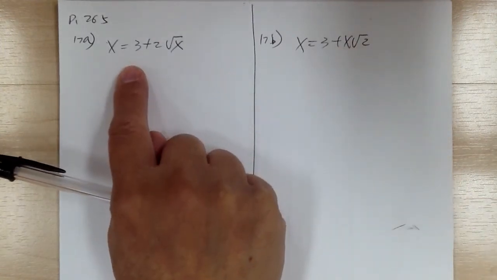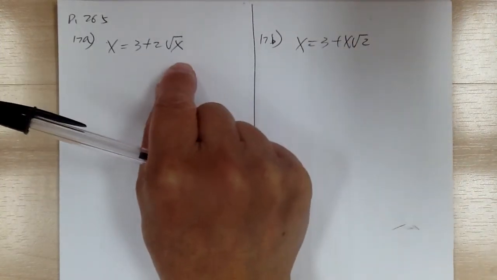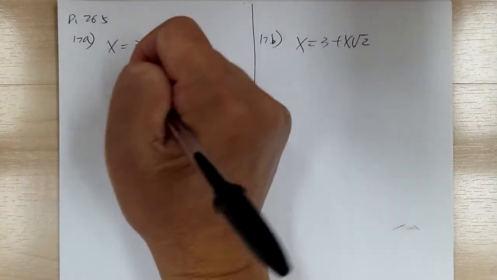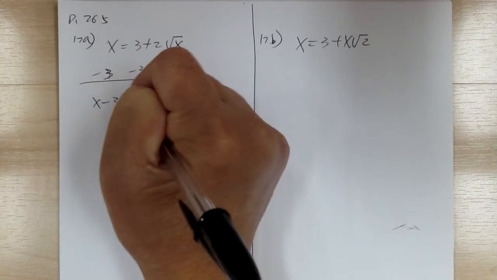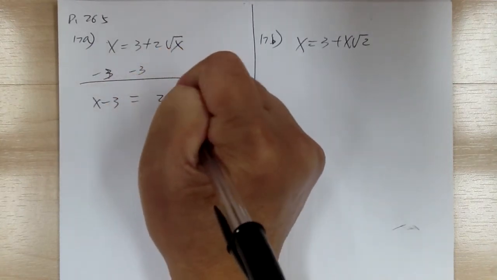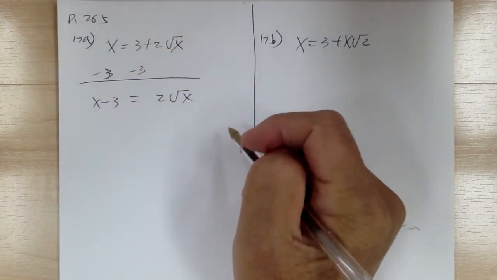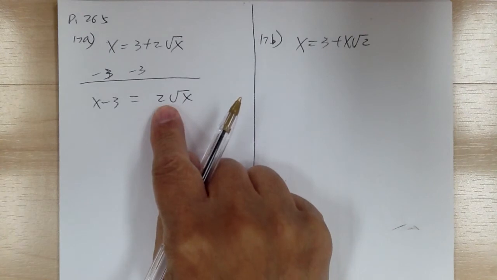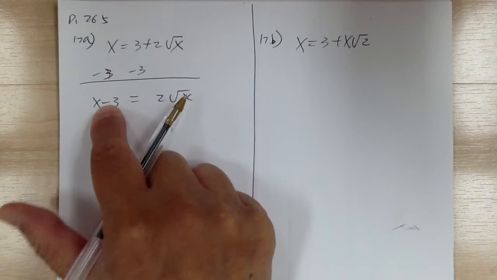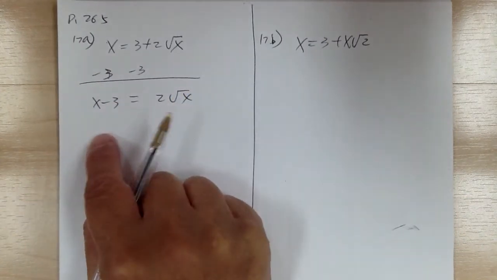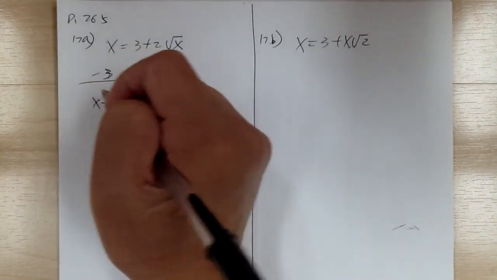Okay, so for this one, when you have a square root, you need to get the square root by itself. So minus 3 on both sides. So you got x minus 3 equal to 2 square root of x. Normally you want to lower this number if you can, but in this case you cannot, because if you divide by 2, you end up with a fraction, so you don't want to do that. So let's just leave it like that. So let's go and square both sides.